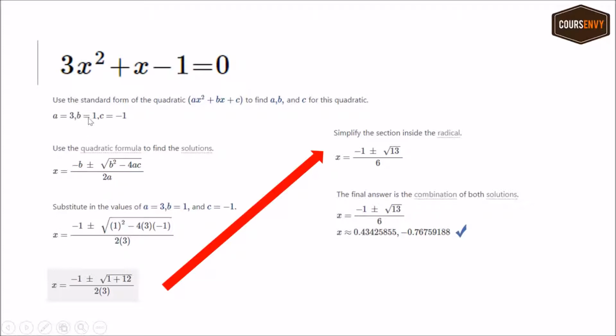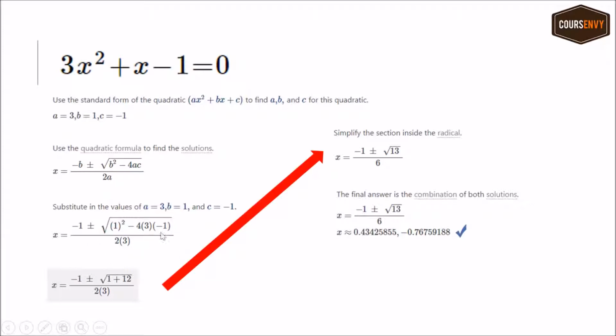Negative b, what was our b? 1. So there we are, -1. Plus or minus the square root of b squared. So that's going to be 1 squared. Minus 4 times a. What's our a? 3. So there's our 3. Drop that down. Times c, which was -1. Times -1. Divided by 2 times a. 2 times 3. There's our 2 times 3.